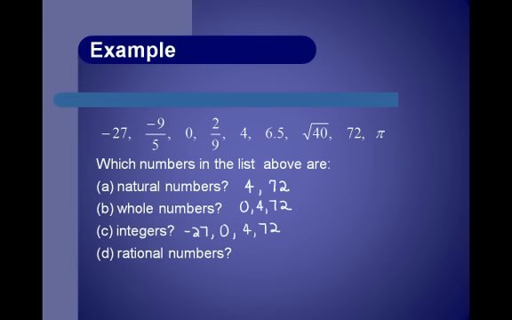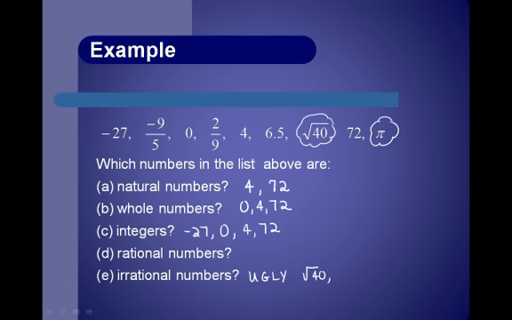The next set are the rational numbers. I'm going to skip rationals for a second and go to irrationals, because these irrationals are your ugly numbers. The square root of 40 is an ugly number. There's not a number times itself that would give us 40, so that one is going to be irrational, as well as pi, because pi is a decimal that never ends and never repeats.